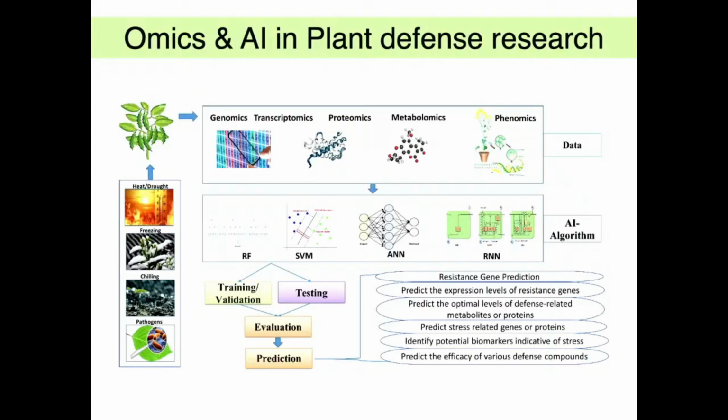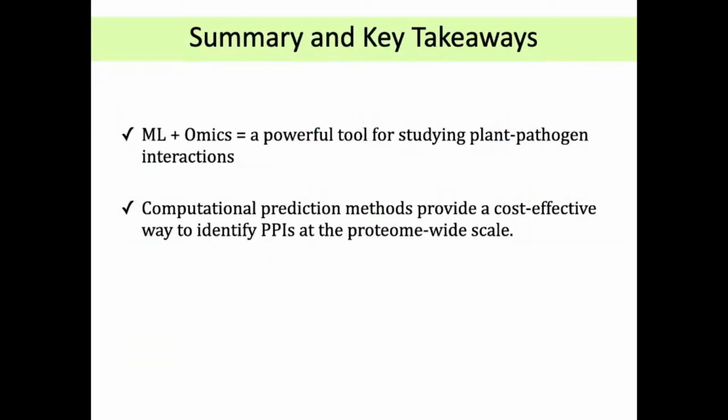For resistance gene prediction, we can use it to predict gene expression levels in resistance signaling, predict the optimal levels of defense related metabolites or proteins, predict stress related genes or proteins, identify potential biomarkers, and predict the efficacy of various different compounds, the secondary metabolites. So the key takeaways from this are that we can combine machine learning and omics for studying plant pathogen interaction, and it can provide a very cost effective, highly scalable technique for proteome wide PPI identification.